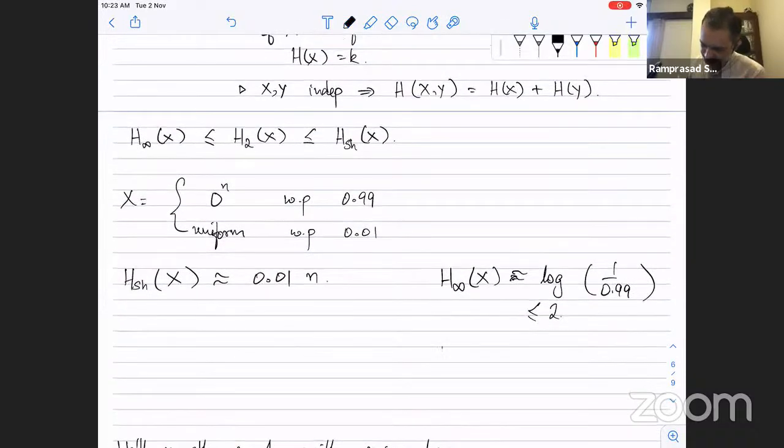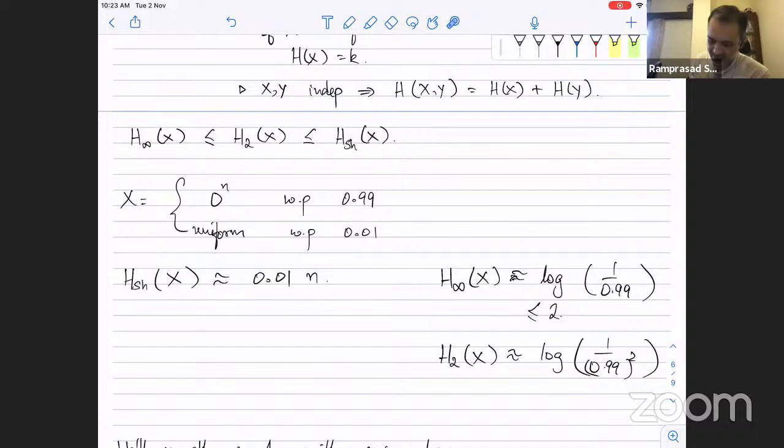And the same thing with Renyi entropy also. This is going to be roughly log of 1 by 0.99 squared, because if this happens so likely, then if I pick up two such samples, there is at least a 0.99 squared chance of seeing a collision. There's probably more here, but this is a good enough estimate. This is also again some constant. So notice that the Shannon entropy is significantly larger than the Renyi entropy and the min entropy.